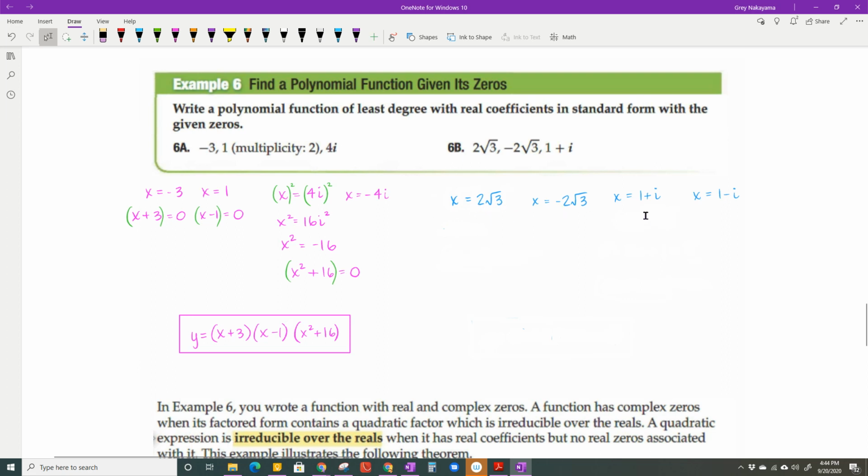They told it to me here. But if I have 1 plus i, the conjugate is 1 minus i. But I'm going to show you a little trick that'll make it easier to come up with the equation, okay?